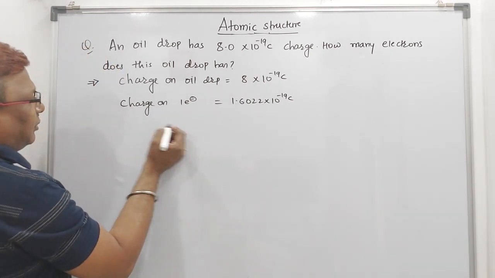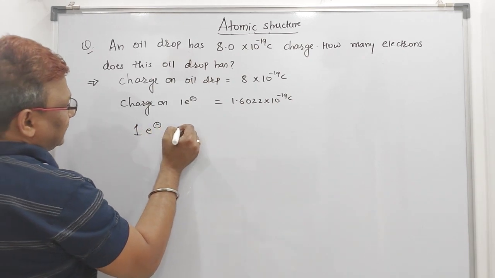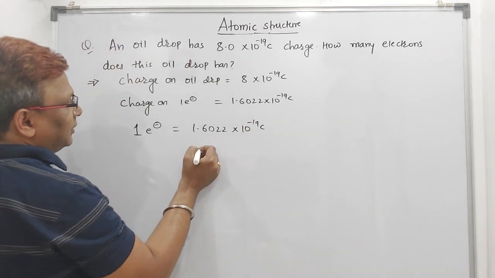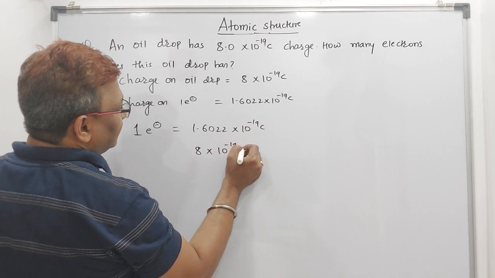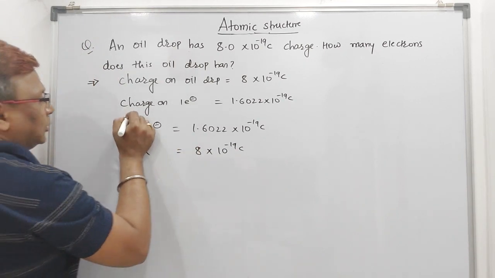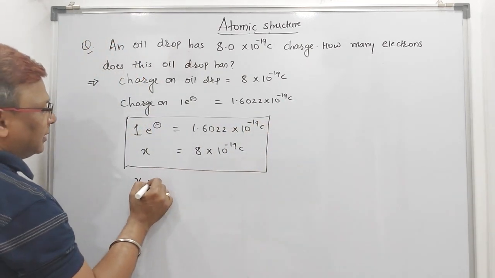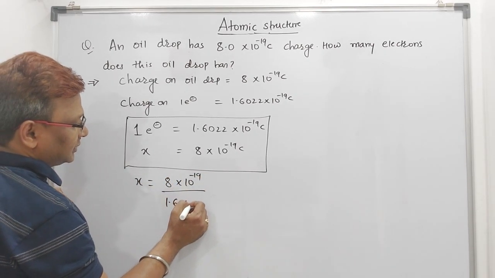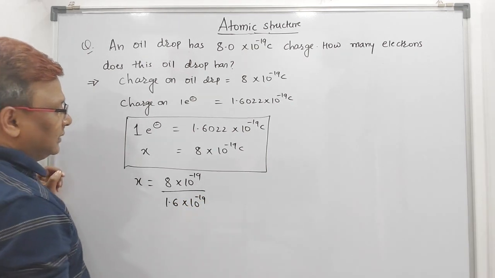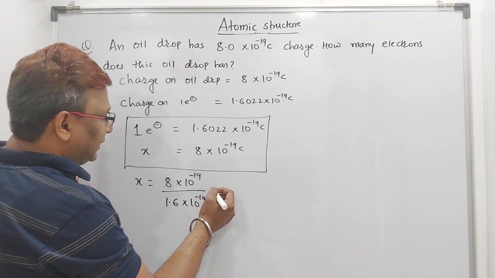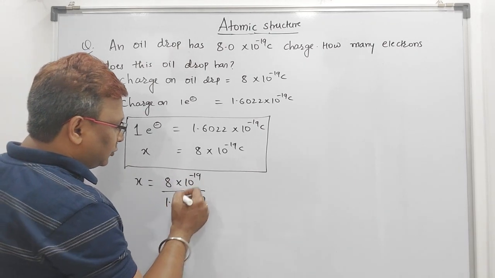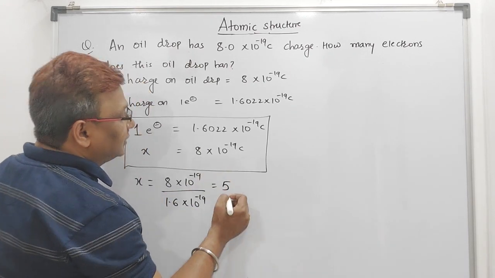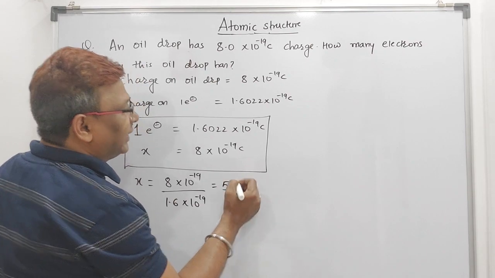So directly we can use this: if it is 1 electron, the charge is 1.6022 × 10^-19 coulomb. But now this much charge is there, so how many electrons should it have? Say X, and do the cross multiplication. X is equal to 8 × 10^-19 divided by 1.6 × 10^-19, which is 10 by 2, equal to 5. So it has 5 electrons.